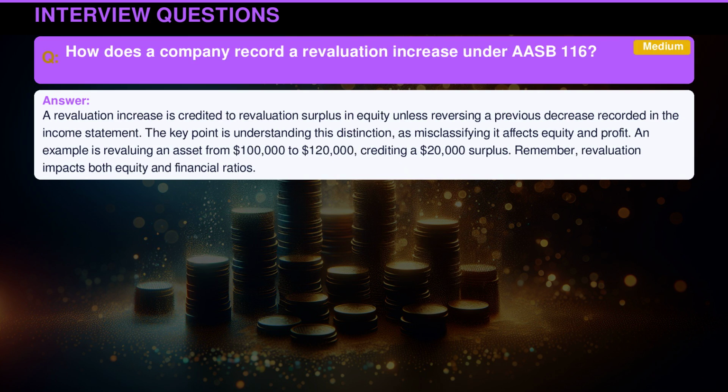A revaluation increase is credited to revaluation surplus in equity, unless reversing a previous decrease recorded in the income statement. The key point is understanding this distinction, as misclassifying it affects equity and profit. An example is revaluing an asset from $100,000 to $120,000, crediting a $20,000 surplus. Remember, revaluation impacts both equity and financial ratios.